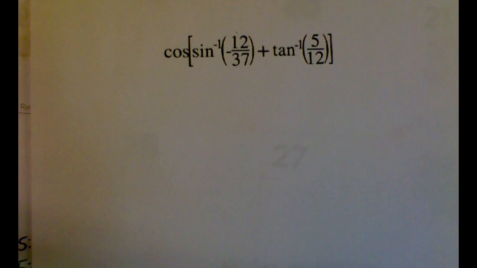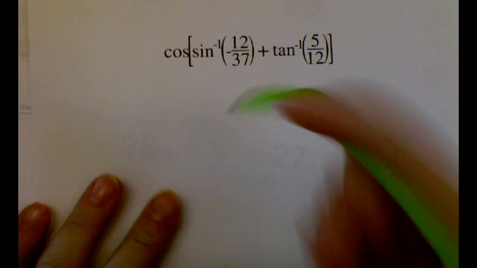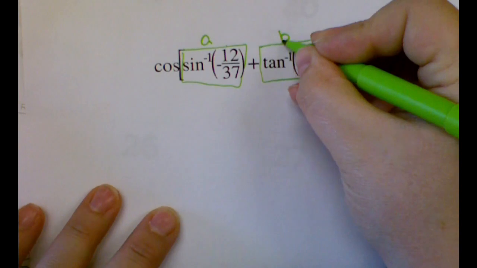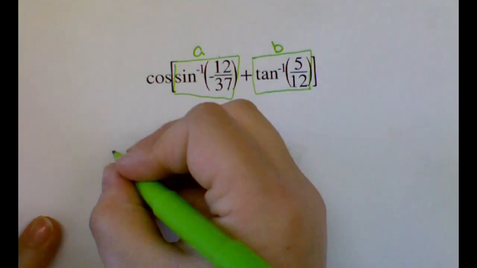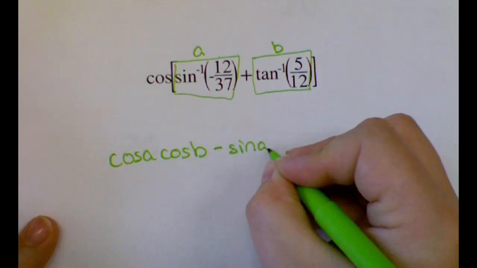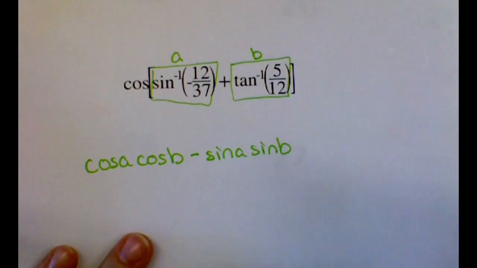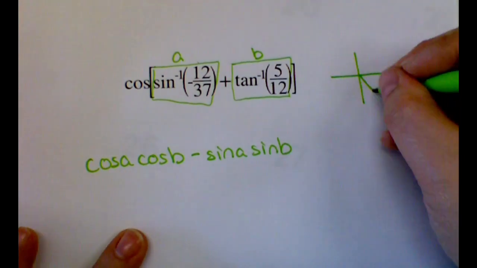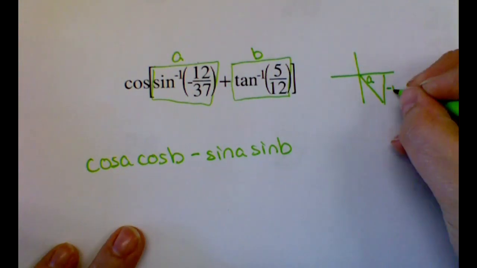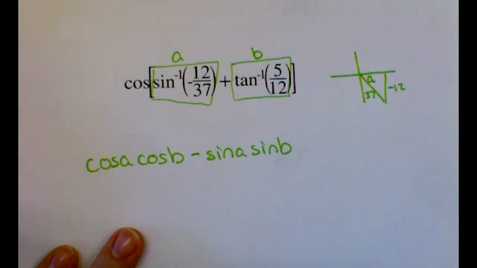And one final problem. Again, we're going to want to draw triangles for this one. So my sine inverse is going to give me what I'll call angle A. My tangent inverse will give me what I'll call angle B. Cosine of A plus B is cosine of A times cosine of B minus sine of A times sine of B. So let's draw pictures. Sine inverse of a negative means that it'll be in the fourth quadrant. So angle A is in the fourth quadrant. Sine inverse means the opposite is negative 12. The hypotenuse is 37. Find that other side using Pythagorean theorem. I get 35.